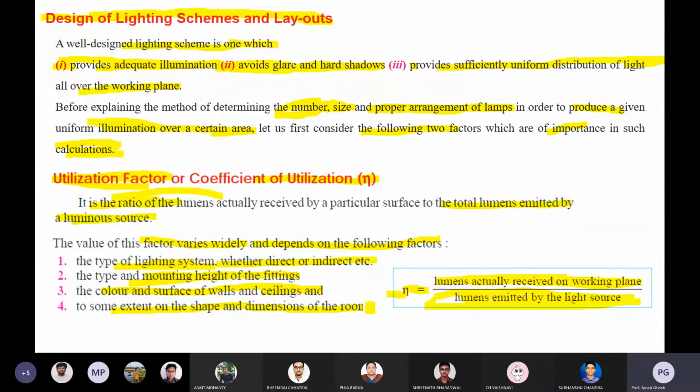Okay, so based on that area, it's also important. So what is that value? Theta, the lumen actually received on the working plane divided by the lumen emitted by the light source. Okay, that ratio is very important.